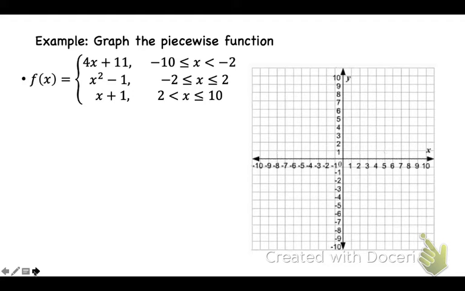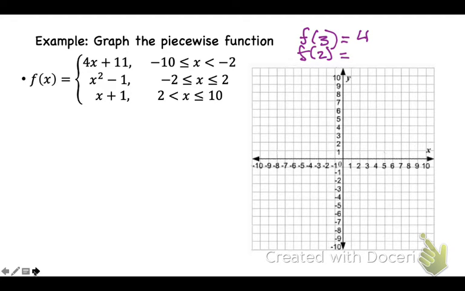This has nothing to do with graphing, so you do not have to write it down. If I were to ask you, what is f of 3? Which one of those does 3 fall into? The bottom one, because 3 is between 2 and 10, correct? So then I would plug in 3, and 3 plus 1 is 4.